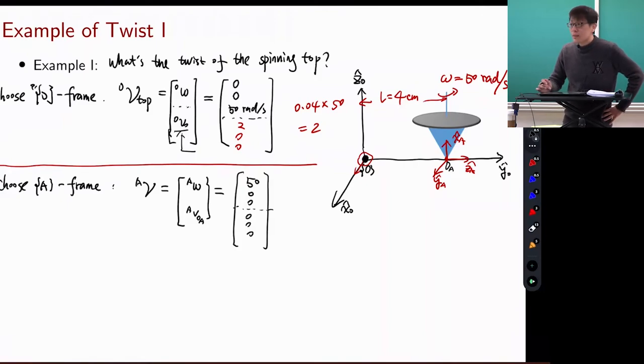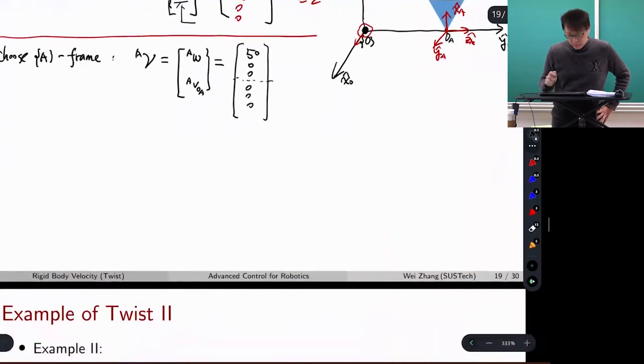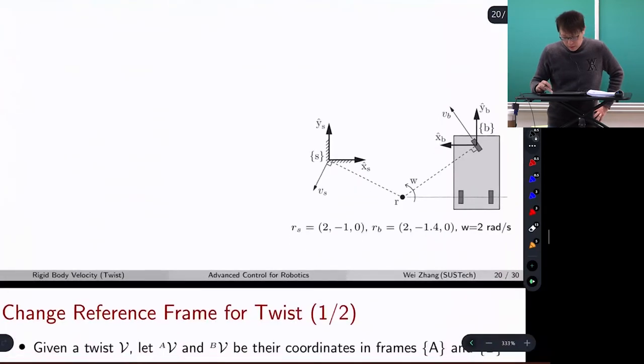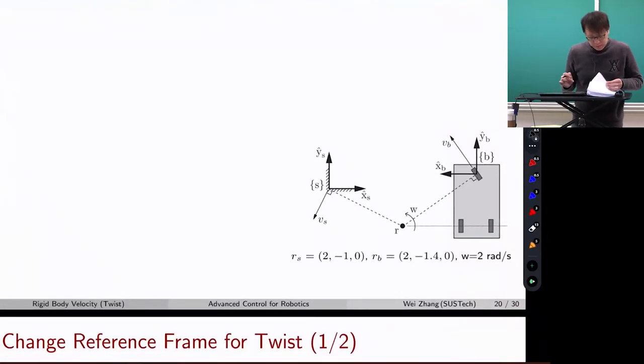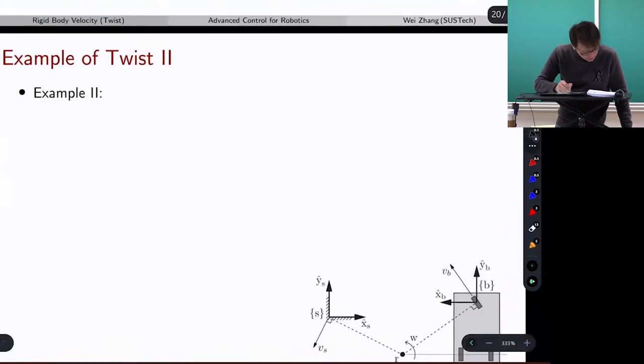Any questions? Hongbo, no questions. All right, we will leave some space for other example here, okay? Let's do one more because you really need exercise. This is taken from Modern Robotics, the figure, okay? So I'm going to ask you in this case, what's V of car, the twist, okay? And the V of car in S.